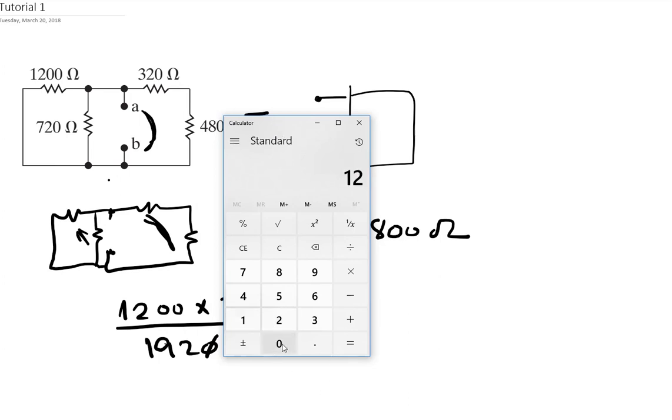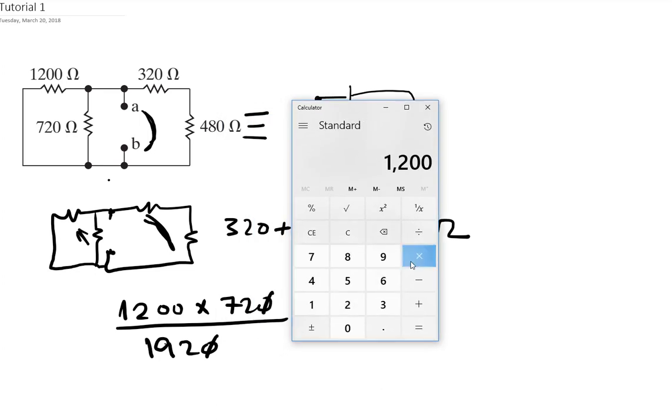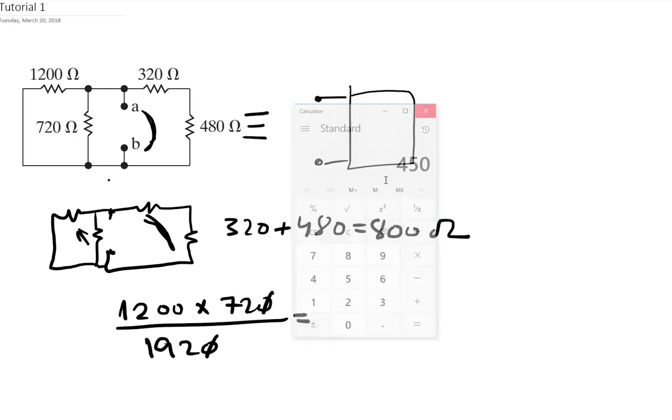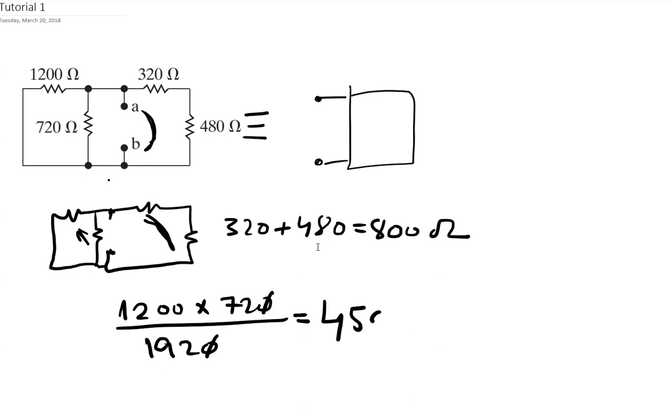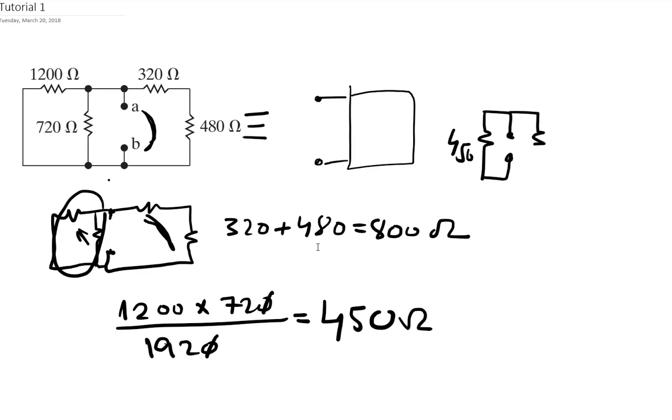So 1200 times 72 divided by 192, that is 450 ohms. What does that mean? Now how does this look like? Well, it looks like this. So we have one resistor from this part, which is 450, and connected to A and B, while there is another resistor from the other part, which is 800.